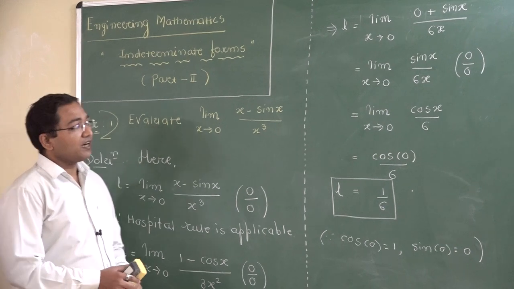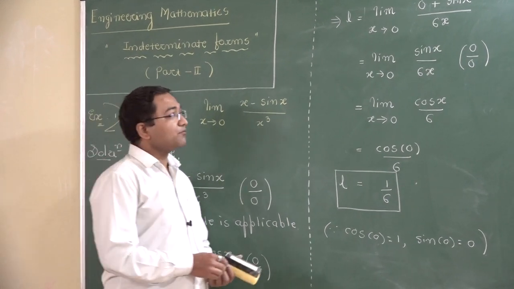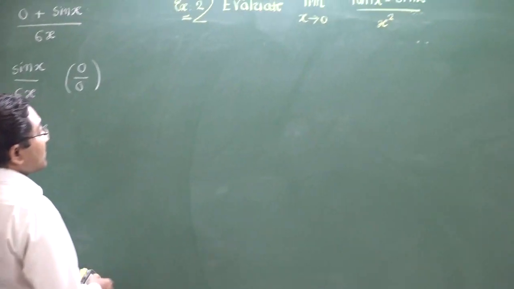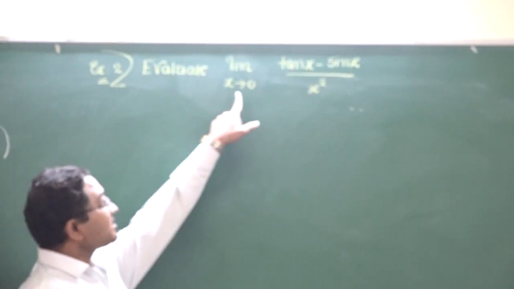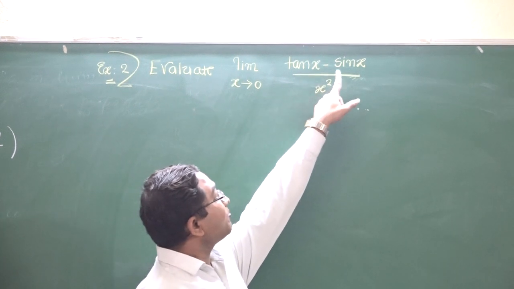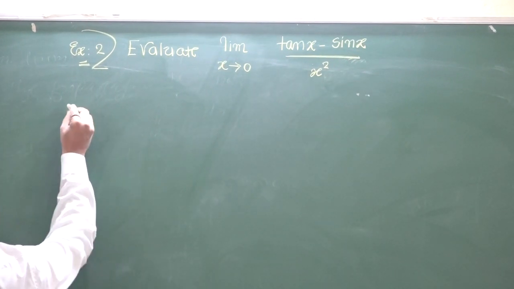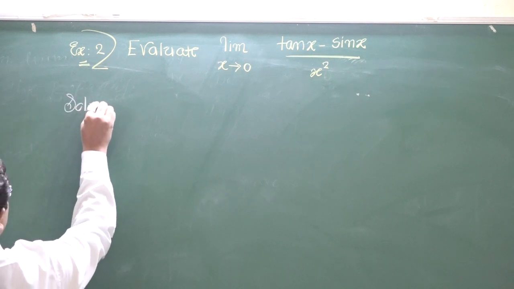Let us see another 0 upon 0 form. Consider example number 2. Evaluate limit x tends to 0, tan x minus sin x upon x square. So how to evaluate it? The solution is like this.